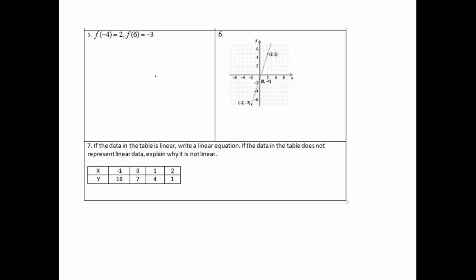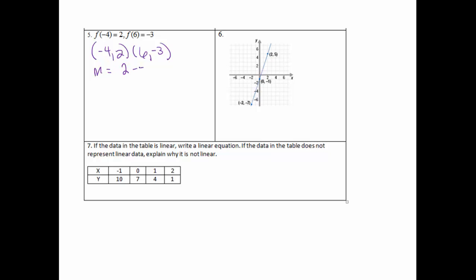Problem number 5, f of -4 equals 2 and f of 6 equals -3. This will not be a hard problem if we recognize what these represent. f of -4 equals 2 represents the point -4, 2. And f of 6 equals -3 represents the point 6, -3. We are then going to work it just how we worked the other one. We'll find our slope first. So I'll take, this time I'll go left minus right.